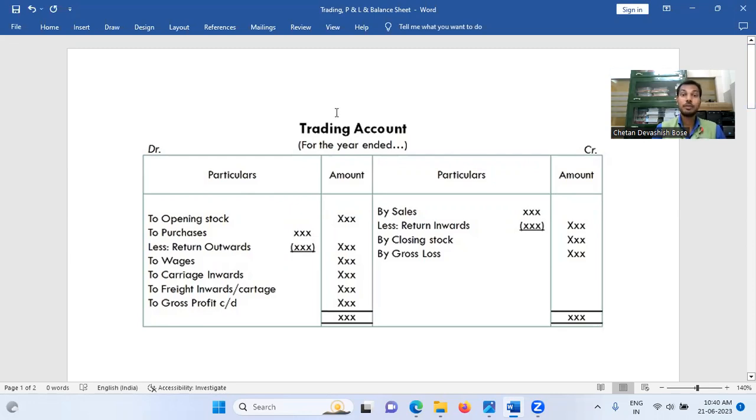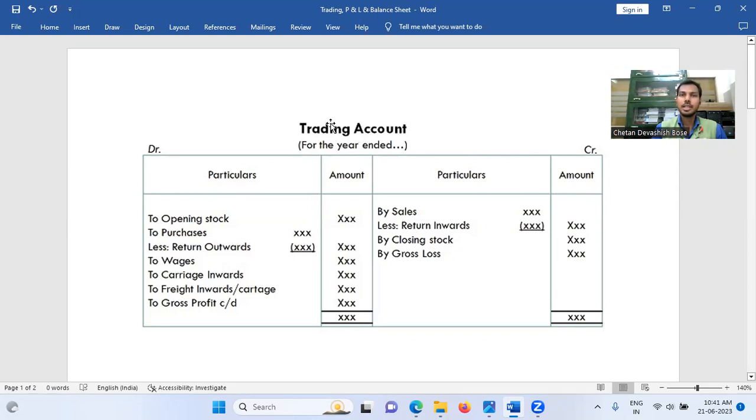Now, when we prepare trading account, we have two sides, debit side and a credit side, indicated with DR and CR. Trading account is assumed to be a nominal account. So most of the entries that we could see at the debit side of the trading account will follow the golden rule of nominal account, and the entries at the credit side will follow the golden rule of nominal account.